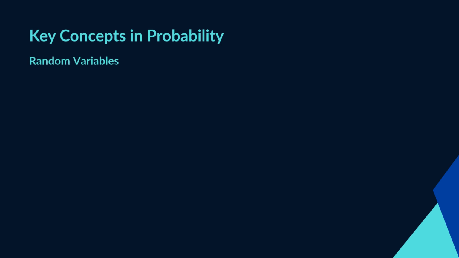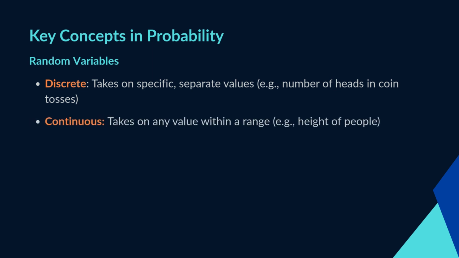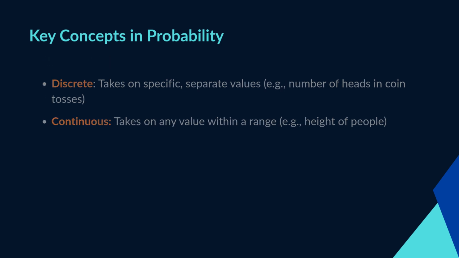Random variables. A random variable represents possible outcomes of an experiment or process. It can be discrete, taking on specific separate values, for example, the number of heads in coin tosses. Or continuous, taking on any value within a range, for example, the height of people. Understanding random variables is essential because AI models often predict probabilities for different outcomes.